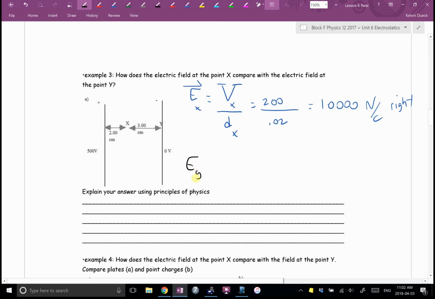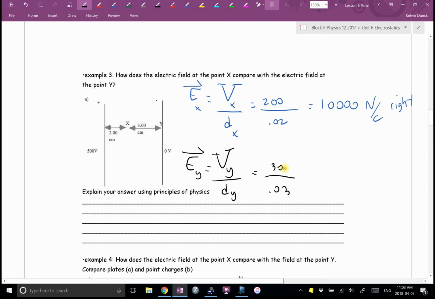Mobeen, let's also look at the electric field at location Y. That's going to be the voltage at Y divided by the distance at Y. And it looks like the path they're wanting me to look at is this one right here. Mobeen, how many centimeters long? What's the distance here? 3 centimeters. Convert it to meters for me, please. 0.03. I agree.